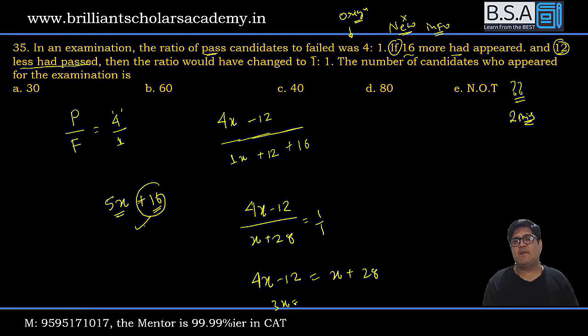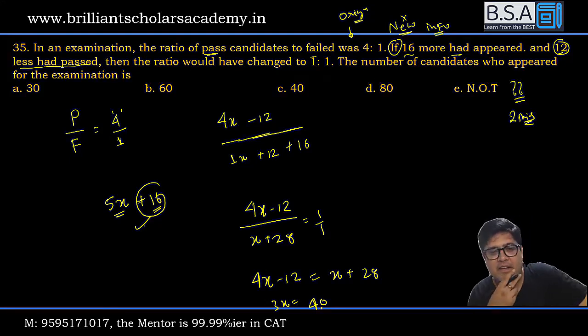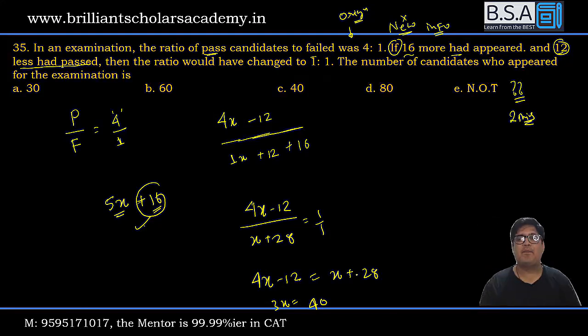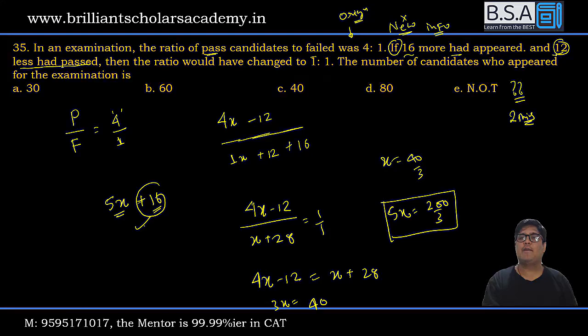So a decimal has come. That is fine. Let me verify these calculations. 16 gone, 12 gone. A decimal has come. X is equal to 40/3. It shouldn't have been. X is equal to 40/3. So I'll have to reframe the question for you guys. X is equal to 40/3. So how many people appear the exam? 5x. So 5x is 200/3. There should not be a decimal, but there is an issue in the framing, I will have to change the values a bit. But none of these is the answer, guys. None of these is the answer.